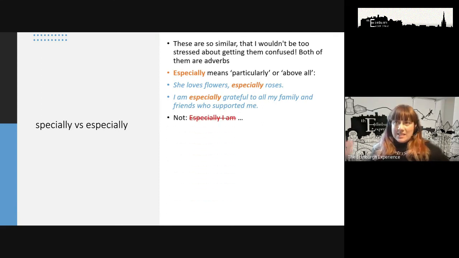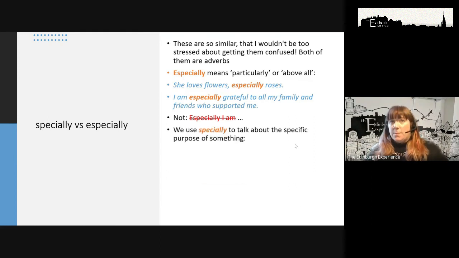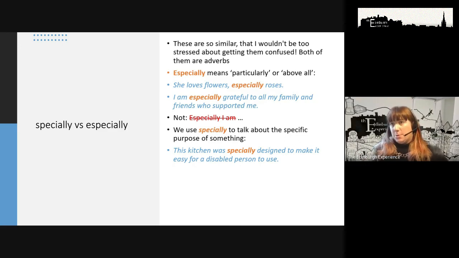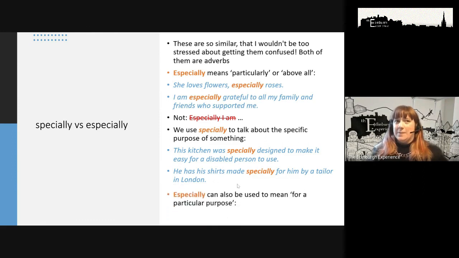We never say especially I am. You need to put it after. So I am especially, and then your adverb. We use specially to talk about the specific purpose of something. For example, the kitchen was specially designed to make it easy for a disabled person to use. So that was the purpose of it. That's why they designed it that way. He has shirts made specially for him by a tailor in London.